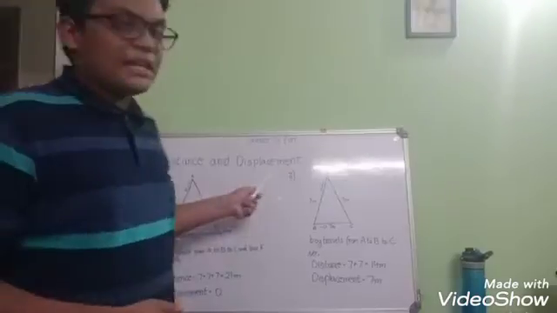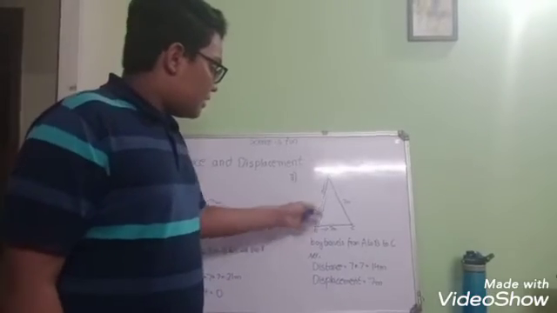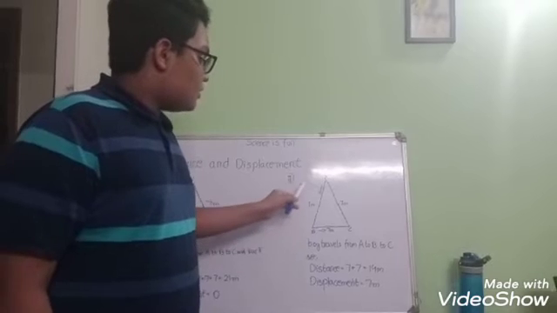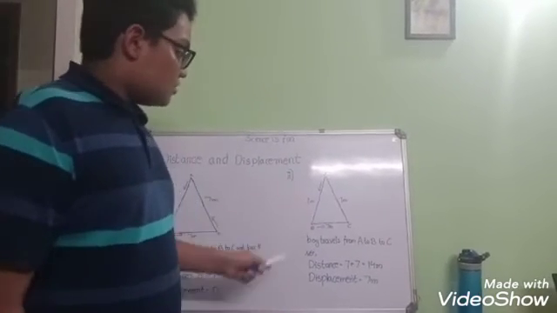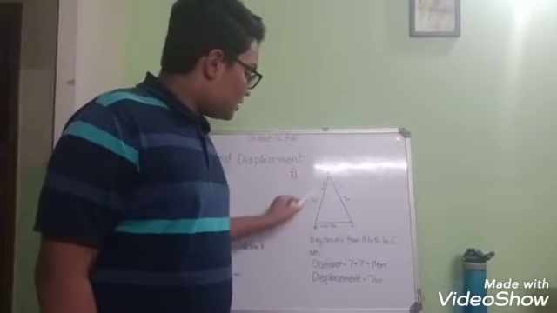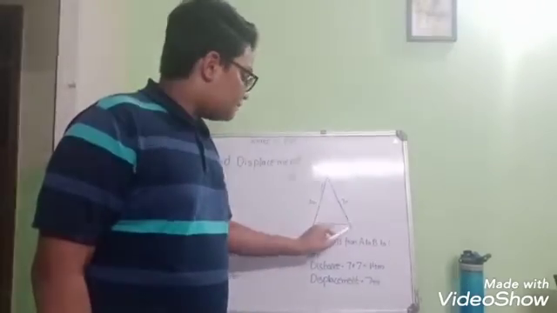So now let's go to the second case. In this there is a triangular diagram. So let's consider this as a triangular path. And here also each side measures 7 meter, 7 meter and 7 meter. So now here the question is, a boy travels from A to B and from B to C. It only travels till C.